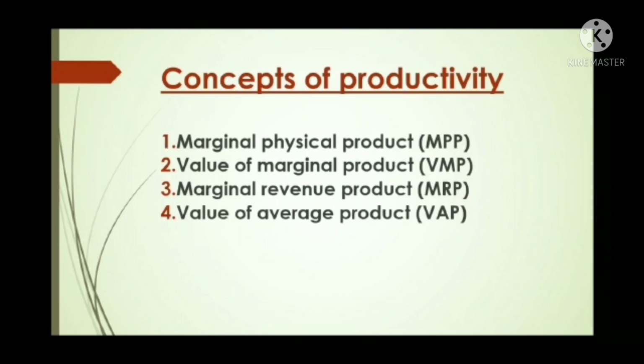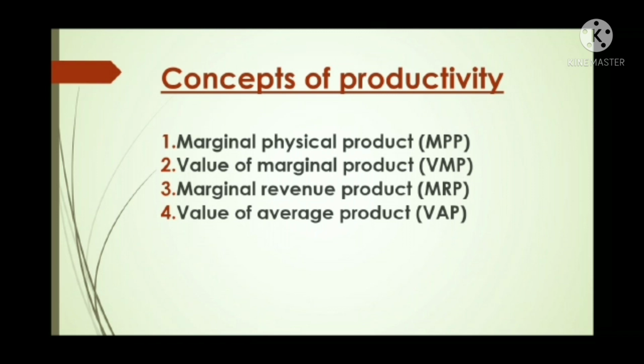Next, concepts of productivity. Before indicating the process of determining equilibrium factor price and employment, we shall define some of the important concepts related to this theory, and they are marginal physical product, value of marginal product, marginal revenue product, and value of average product. So point number 1 is marginal physical product, that is MPP. It indicates the change in total output with respect to a small change in factor employment.